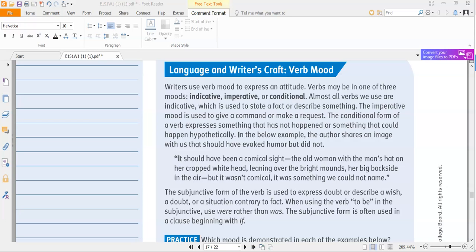to express an attitude. Verbs may be in one of three moods: indicative, imperative, or conditional. So almost all verbs we use are indicative, which is used to state a fact or describe something. So I'm going to just write that little note on the side so that it is really clear for us.